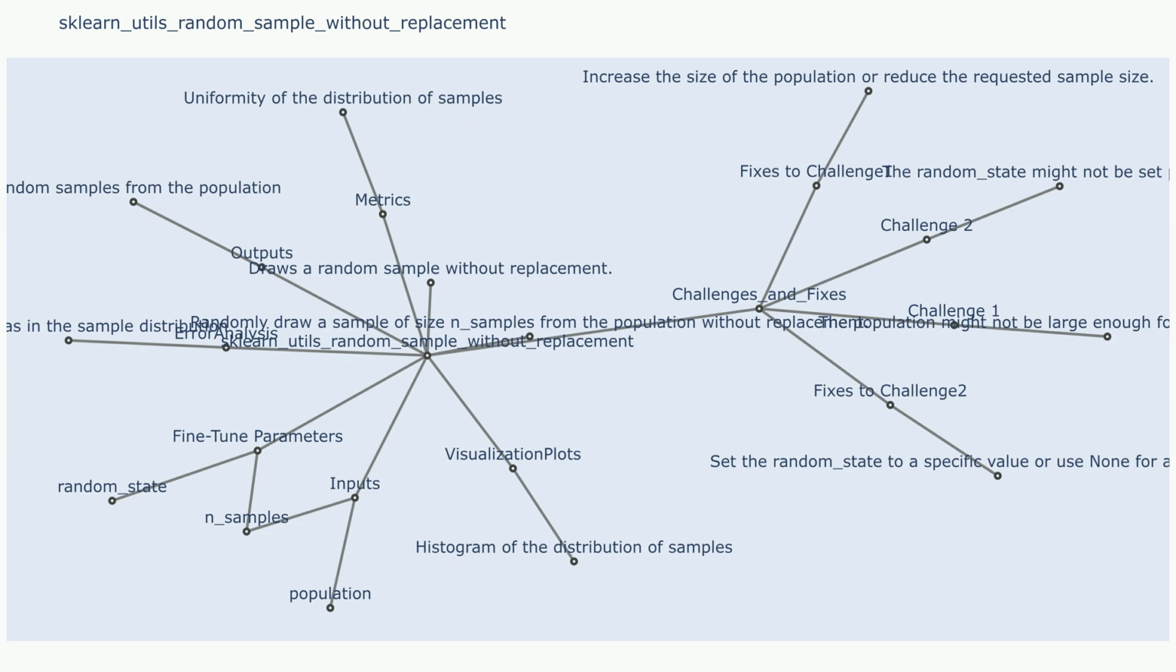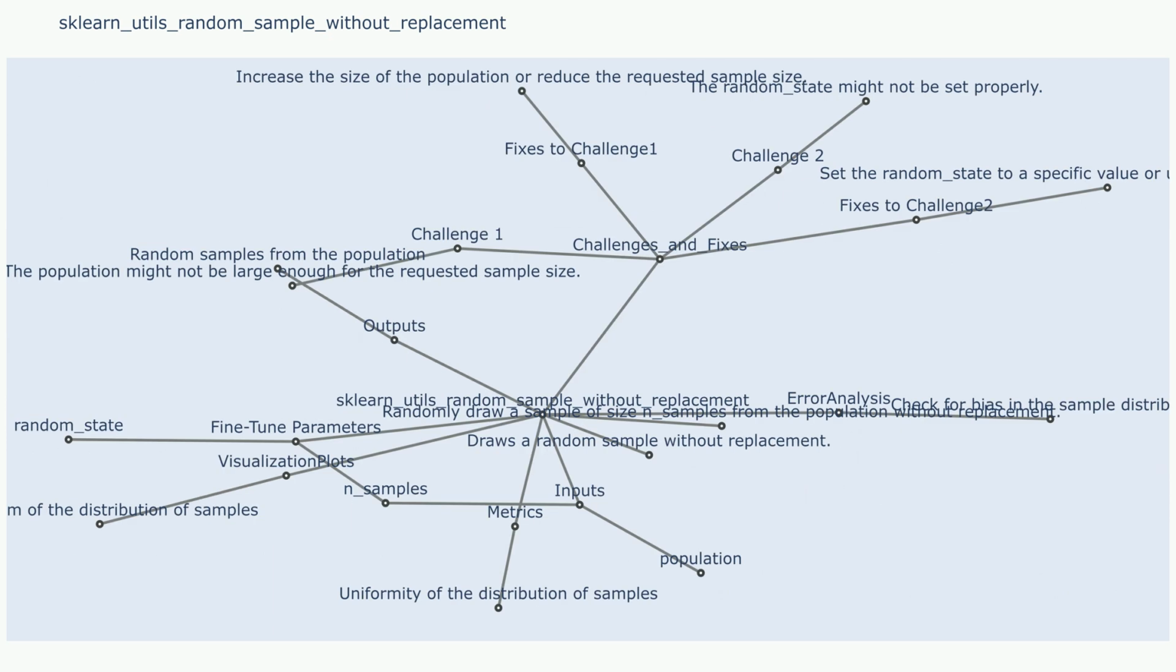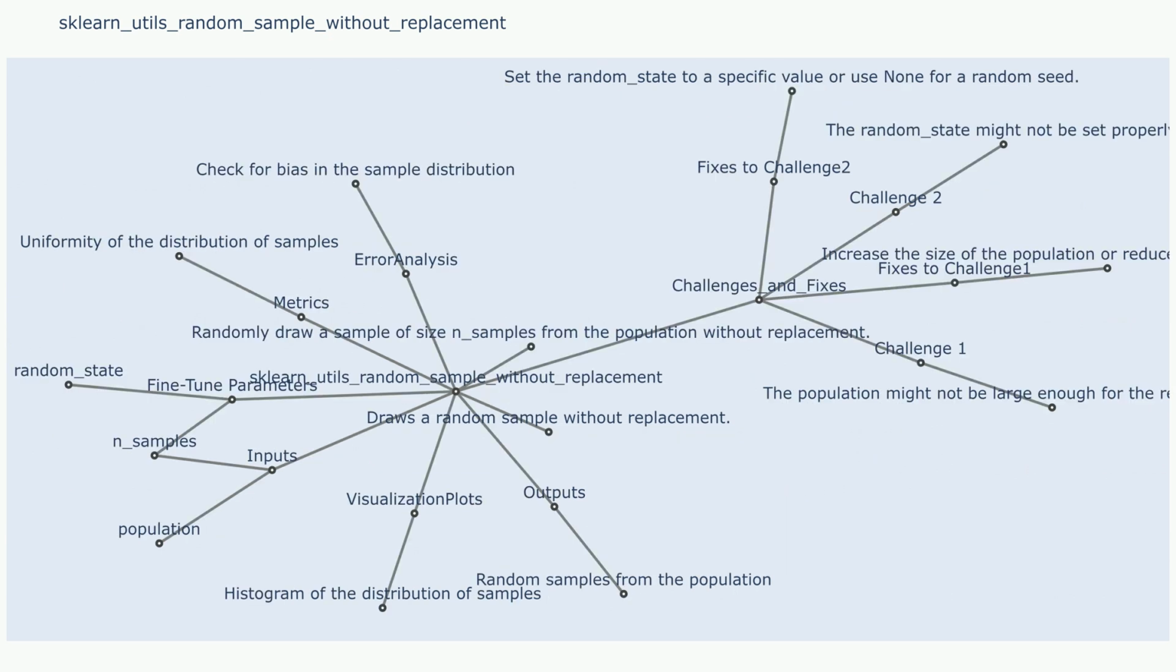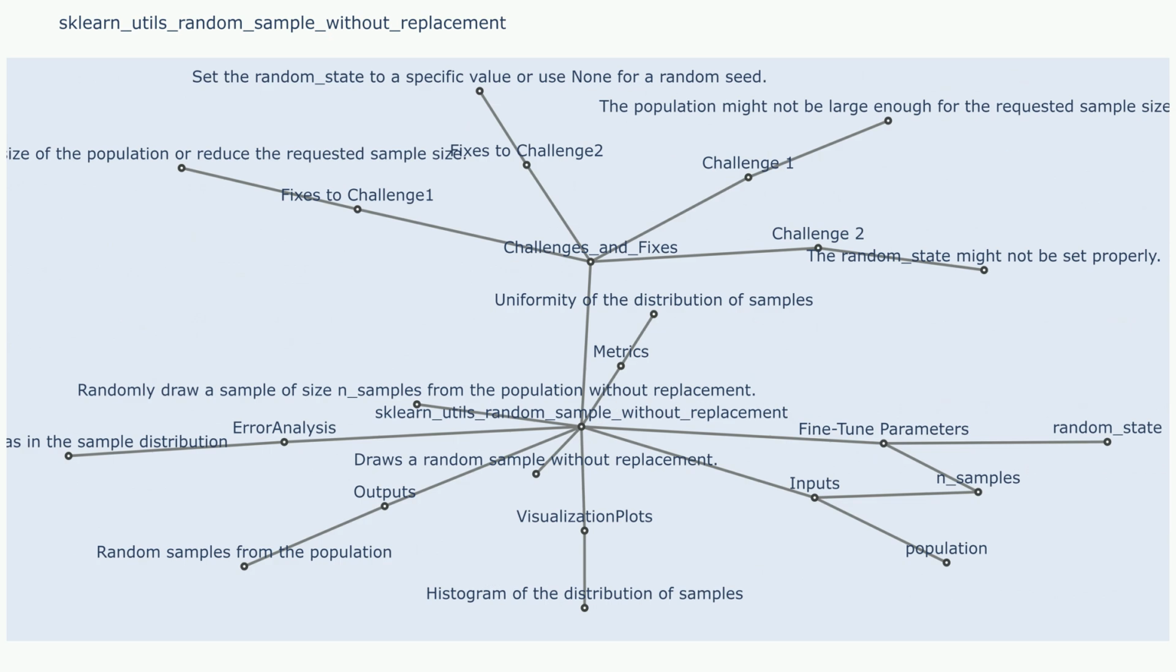Inputs. n_samples, the number of samples to generate. This value must be less than or equal to the size of the population. n_population, the size of the population from which to sample. Outputs. sample, a NumPy array containing the random sample without replacement. The sample will have a length equal to n_samples.